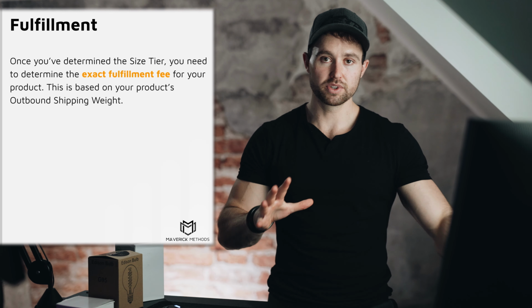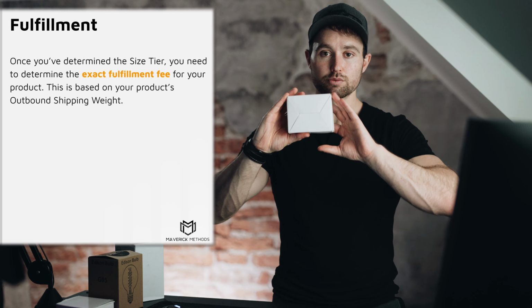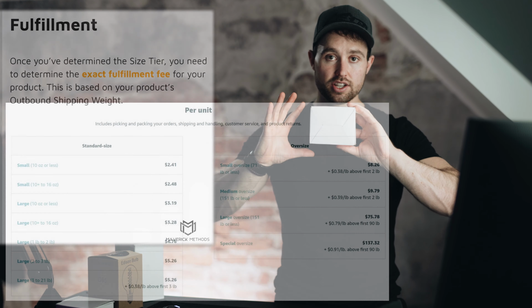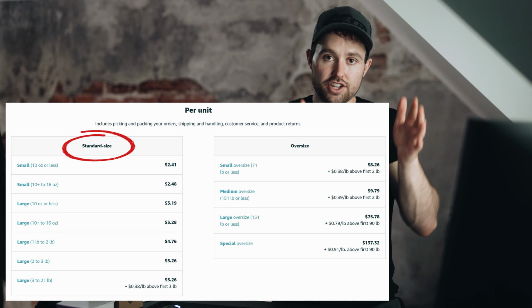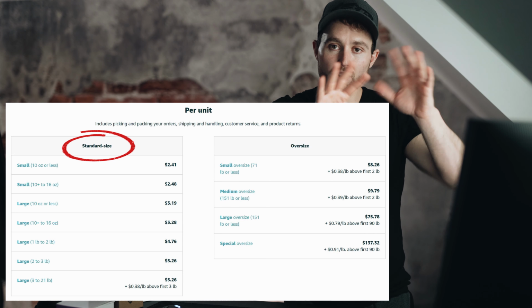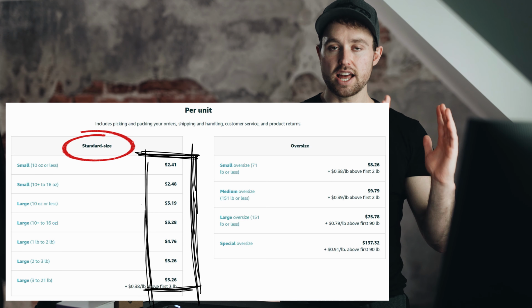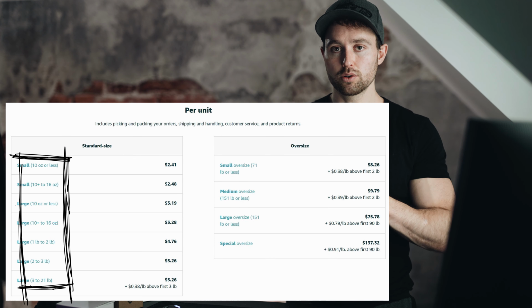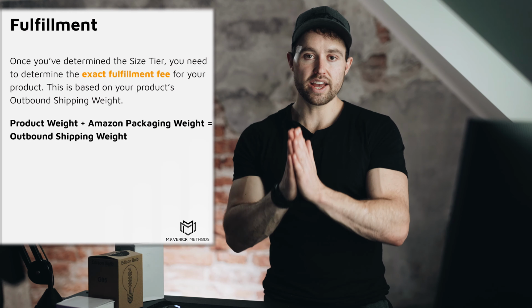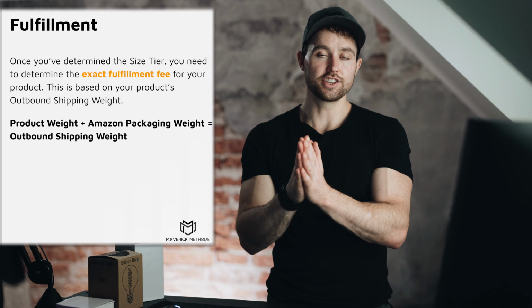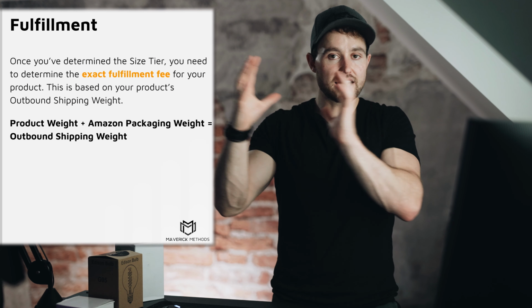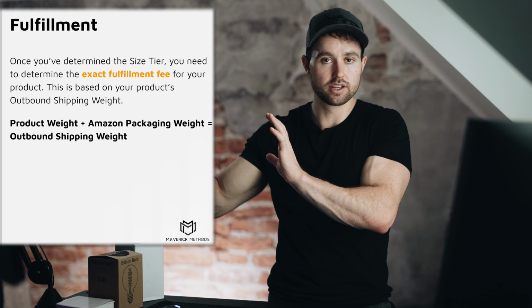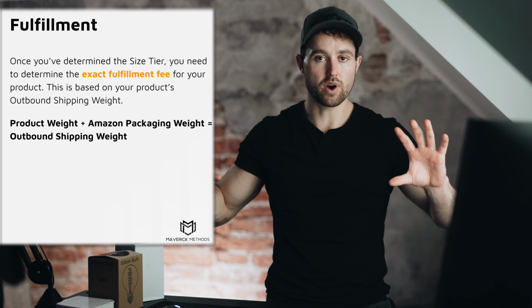So once you've actually determined the size tier based on your product's actual size, you now have that tier, but you need to determine within that tier, what is my exact fulfillment fee? And this is based on something called outbound shipping weight. And the way Amazon determines this is your product's weight plus Amazon's packaging weight equals outbound shipping weight.